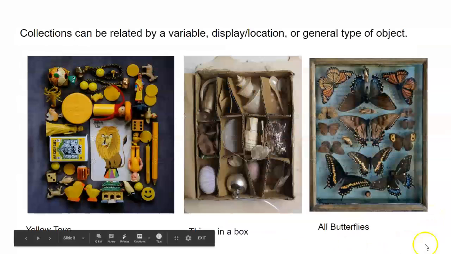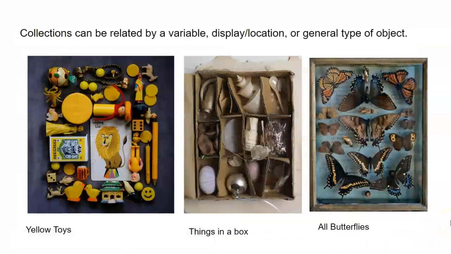So collections can be related by a variable, by where they're displayed or located, or general type of object, or other things. So in this first example, you have a collection of toys that are yellow. Everything from the light ivory colored horses to the really, really bright yellow smiley face eraser and things like that. They're all toys. They're all pretty much different, but they all have that color in common.